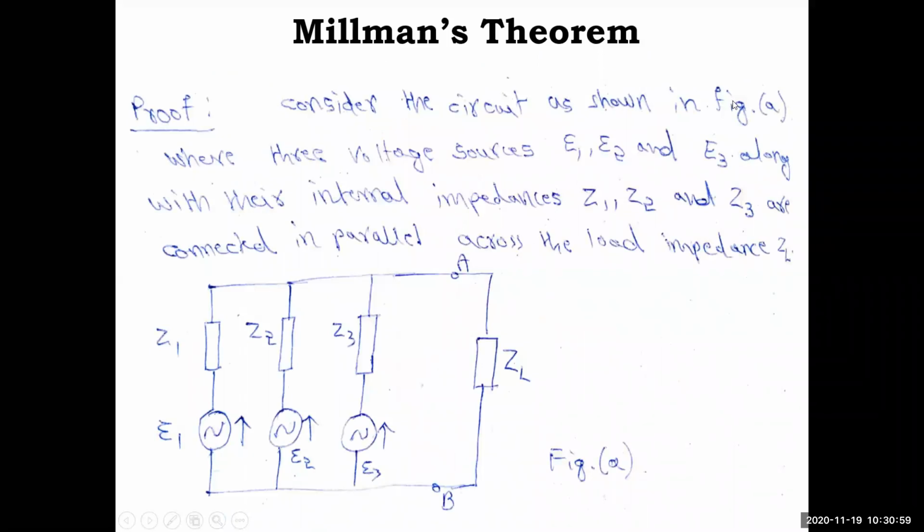So we'll consider a circuit as shown in figure A where three voltage sources E1, E2, E3. For the sake, I have considered AC only. So E1, E2, E3 complex network only are taken along with their internal impedances Z1, Z2, Z3. They are not shown as resistor, inductor or capacitor; in general, they are shown as an element admittance, parallel across the load impedance ZL. So one load will be there across the terminal, and these three are connected.